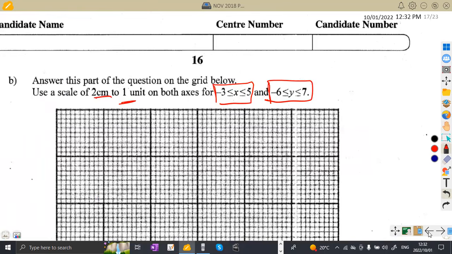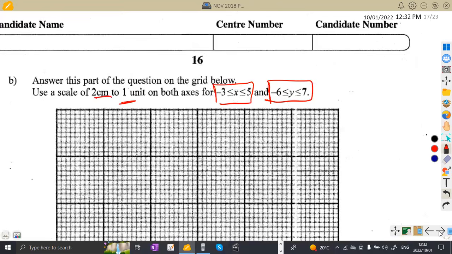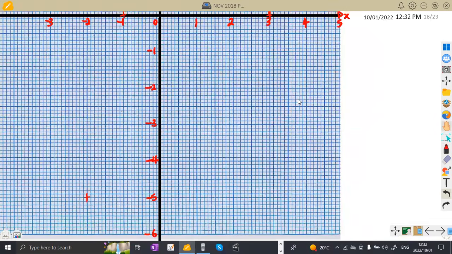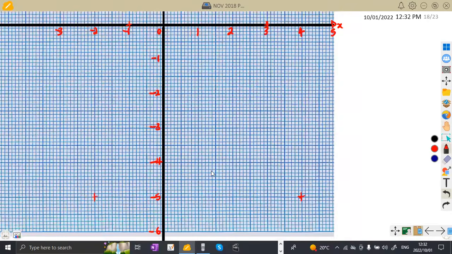Okay, anyways, let's see. 3, 0, and 4, -5. So for 3, 0 and 4, -5: 3 versus 0 here, 4 versus -5 somewhere here. So this is 4 and -5 somewhere here. All right, so that was for 2 centimeters representing 2.